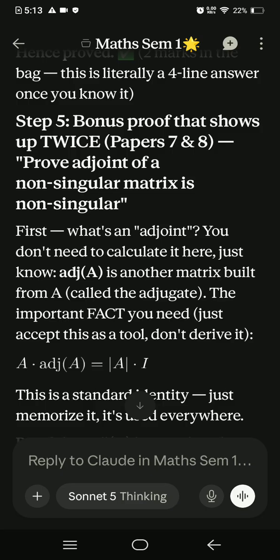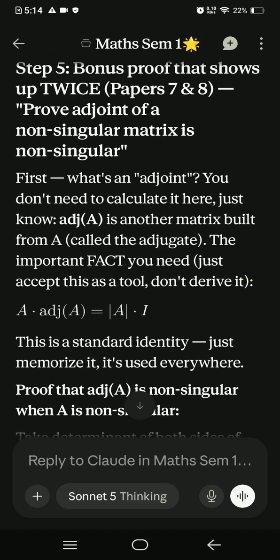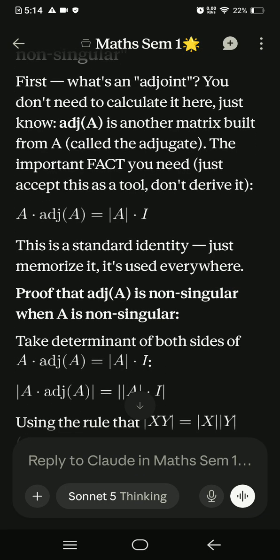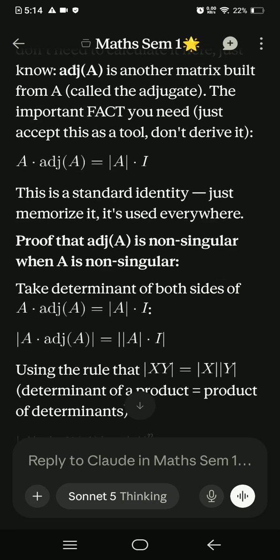The important fact you need, just accept this as a tool, don't derive it: A times the adjoint of A equals the determinant of A times the identity matrix. This is a standard identity, just memorize it, it's used everywhere. Fine, so prove that the adjoint of A is non-singular when A is non-singular.